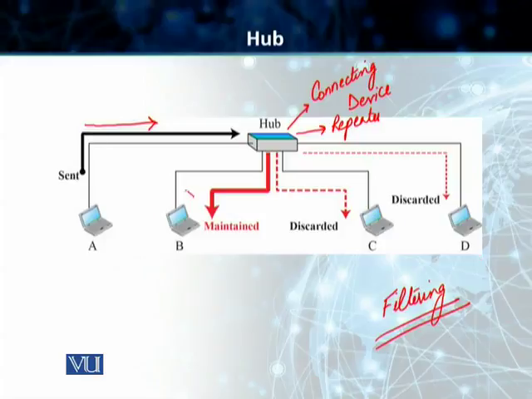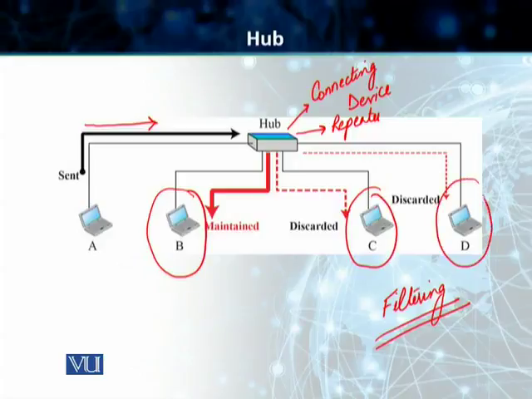Students, when B reads this data, it finds that the destination address is B, so it decides to keep the data. All the other stations have to process at least the header field to read the destination address, and when they find that the destination address does not belong to them, they simply discard the data. Only B keeps it.